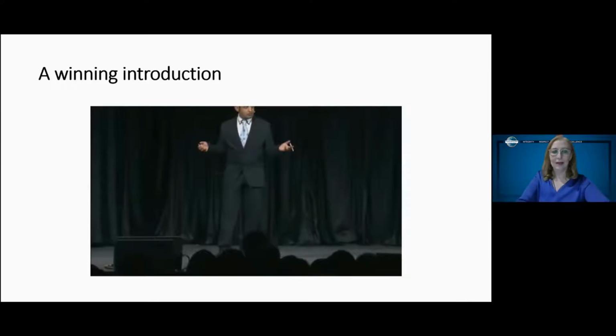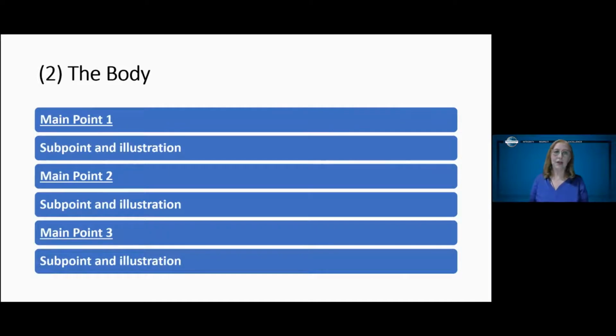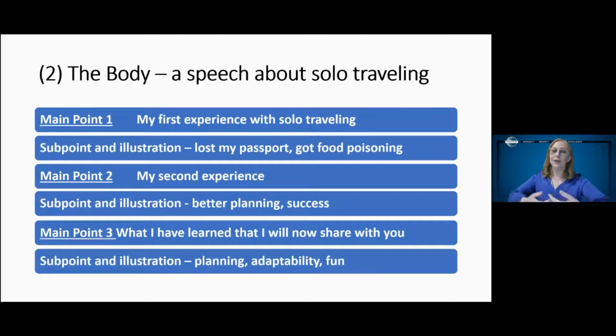So let's go on now to the body of the speech. If someone is delivering a speech of 5 to 7 minutes, we do expect them to have 3 main points, and those main points should have subpoints and illustrations. As an example, imagine someone is delivering a speech about solo traveling. So point 1 could be the person's first experience with solo traveling. The subpoint and illustration could be how they lost their passport and got food poisoning. Then they could tell us about their second experience where they had better planning and it was successful.